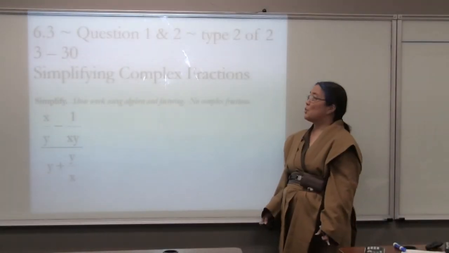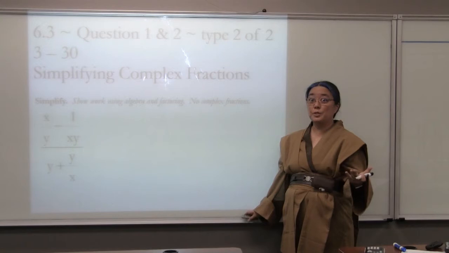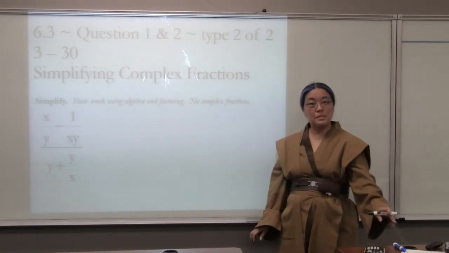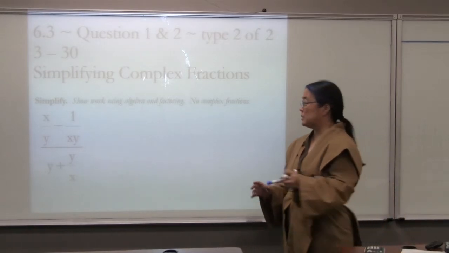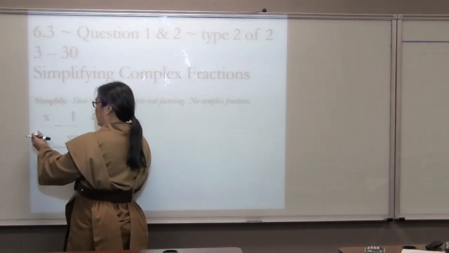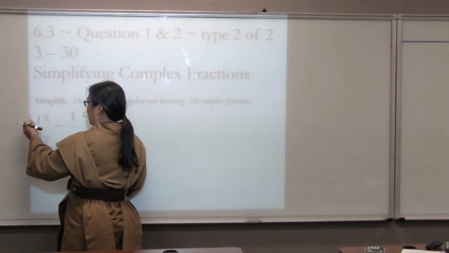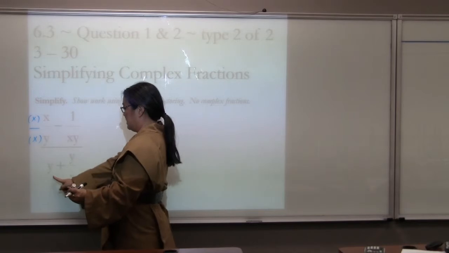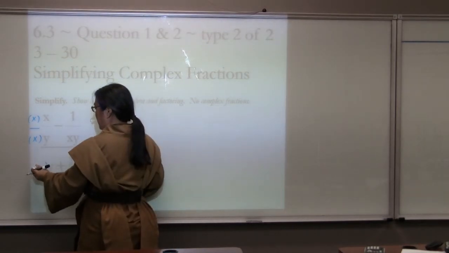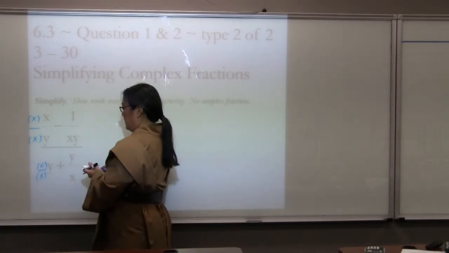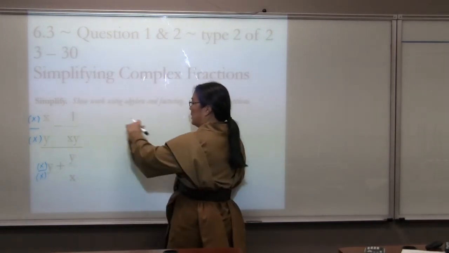Chapter 6, Section 3, Questions 1 and 2, Type 2 of 2. All right, we still need to make the common denominator for our complex fractions. So here, this has xy and this only has y. We need to multiply it by x. This one has an x. We need to multiply this one top and bottom by x. This is why we started off teaching you like this in Chapter 2.